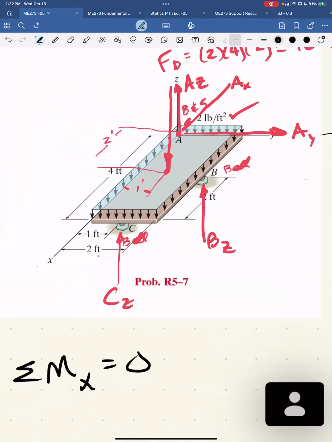Remember, I'm looking back along the X axis, and I see that CZ down there wants to go clockwise. So does B. They both want to go this way, so they're both positive moments. CZ is 1 foot away, so this will be CZ times 1. BZ is 2 feet away, so it'll be plus BZ times 2.